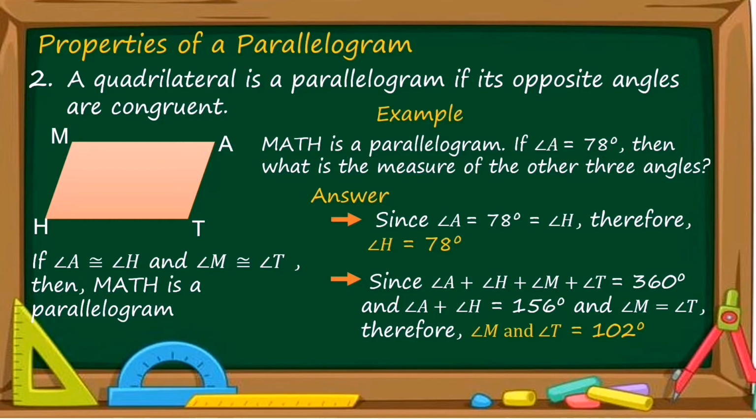Therefore, angle M and angle T are each 102 degrees. It's because when we subtract 156 from 360 degrees, the answer is 204 degrees. And we divide it between these two angles, so they are each 102 degrees.